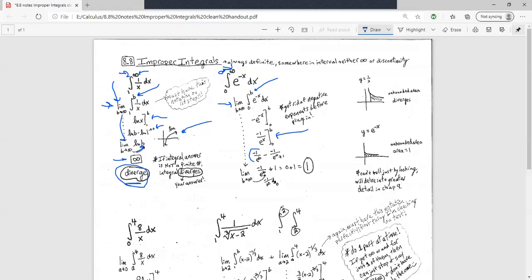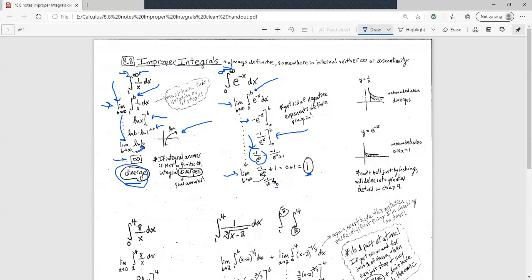But right here, sometimes people will plug in and get this negative e to the negative infinity, and they're going to put diverge because they think that's an infinity. That's not right, okay? So if you get rid of those negative exponents, and then you're plugging in that b right there, and now you're going to do the limit as that b approaches infinity. So 1 over e to the infinity is 1 over infinity, and that's going to be 0. So 0 plus 1, we're going to get 1 for that.